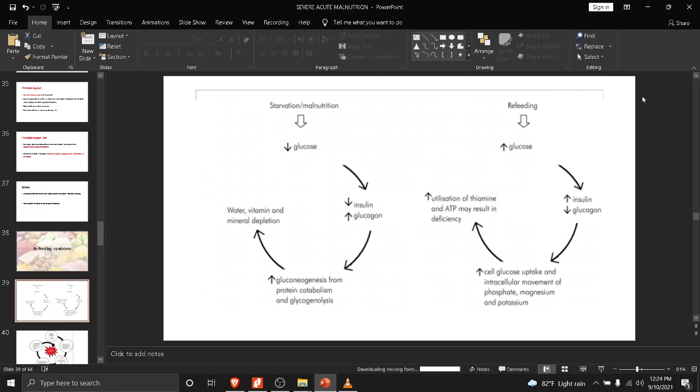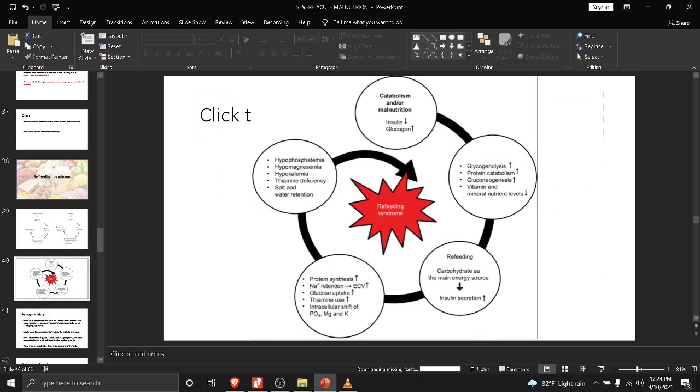As I mentioned, in the catabolic state, the insulin is reduced because there is reduced glucose. They cannot form glycogen. So what they have to do is they need to increase glycolysis, protein catabolism increases, energy production, and gluconeogenesis is also increased. Vitamin and mineral levels are also reduced in the starving phase.